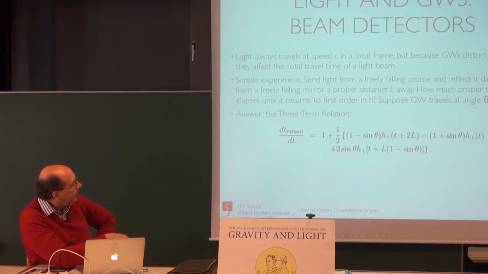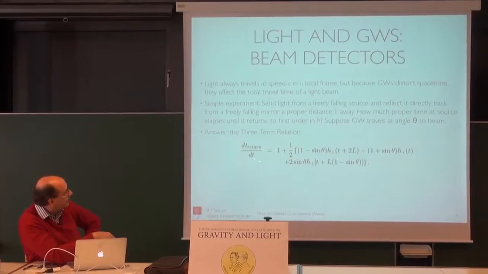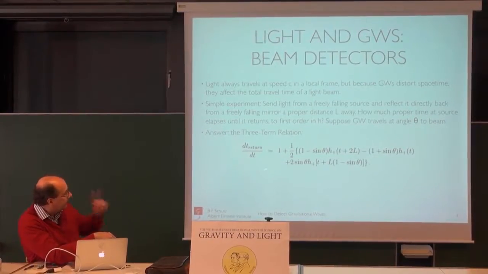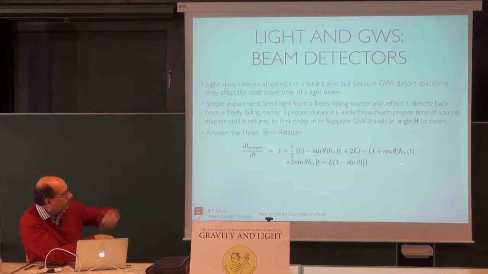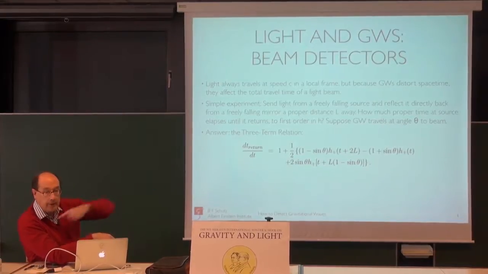And the particular time is, this is as a function of the time you sent the light out, not the time you receive it. So t in here is the time when the light was sent out, and then when it's coming back is t return. So t is the emitted time. So here's the amplitude of gravitational waves at the time you're emitting it, and there's a factor here that depends upon a sine of theta. Here is an argument t plus 2L. That's when the light has come back.